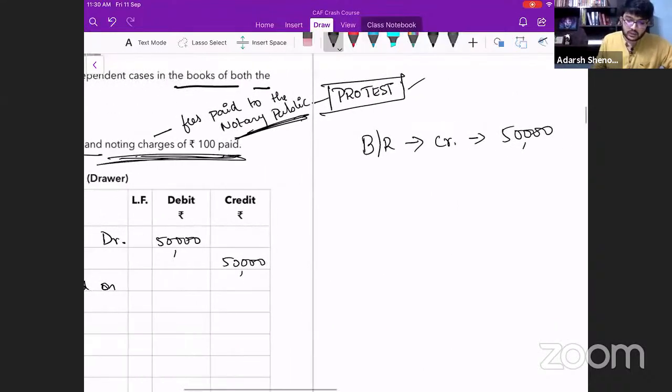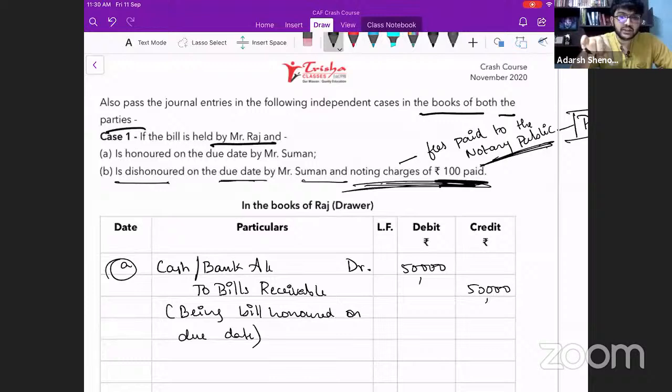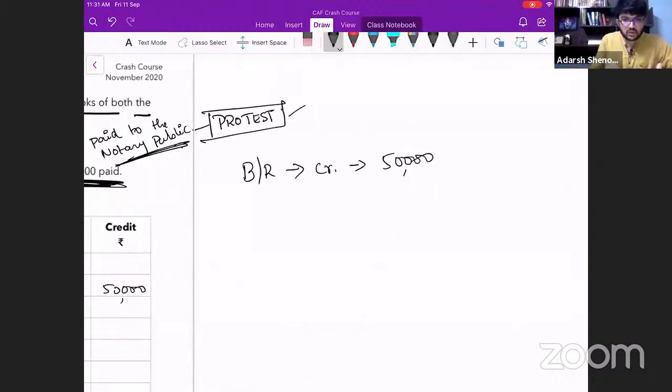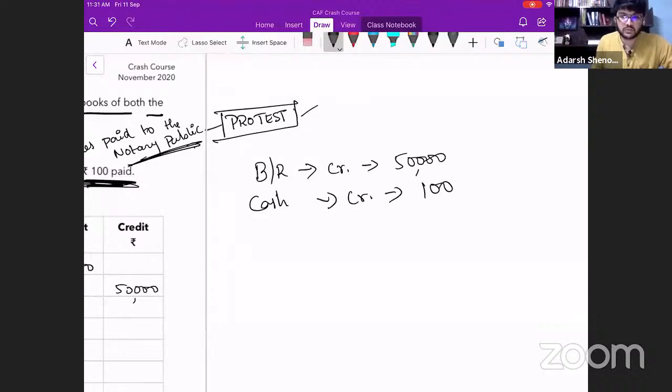Now, can you tell me whose expense is this? Who is paying it? At this point, who is paying it? Raj is paying it from his pocket. So is amount going out of my business? Yes. Which account should I credit if money is going out of my business? Cash or bank account is to be credited, right? How much money am I paying my notary public? 100 rupees I am paying to my notary public. So cash account is to be credited with 100 rupees. Absolutely no confusion relating to this. Have you understood this?